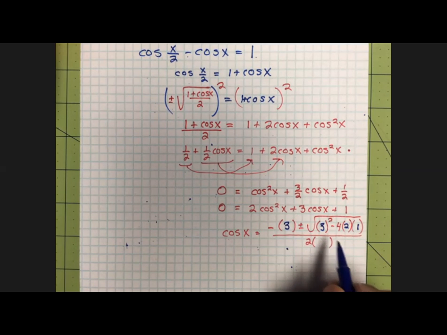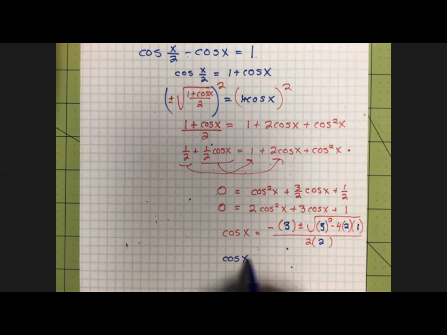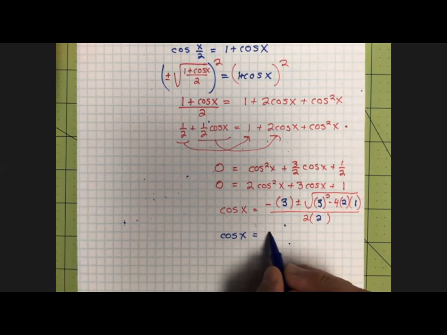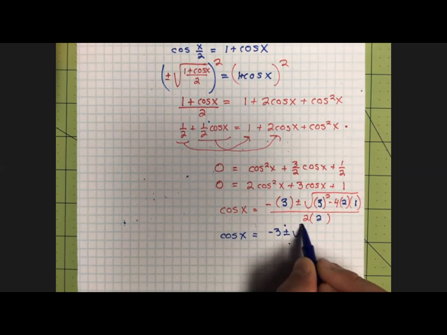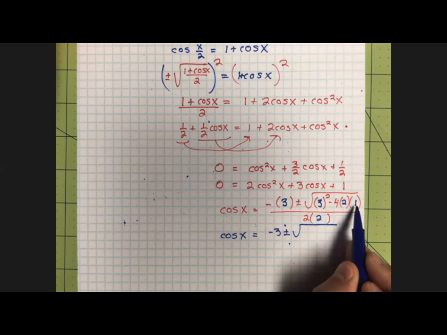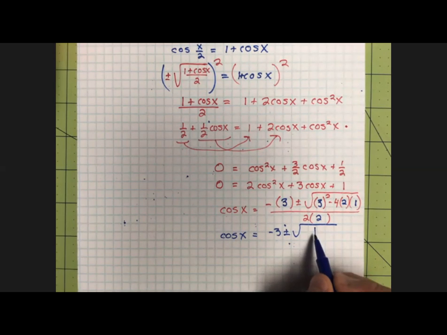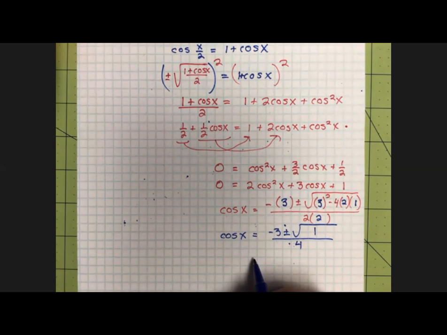It's not a bad deal here. We're going to get some nice simplifying, I think. Bottom, 2 times a is 2 times 2. Let's see what we got. -3 plus or minus. Notice this is 9 subtract 8. If you want to write that out, you go right ahead. But 9 subtract 8 is just 1. The square root of 1 is 1. So this is -3 plus 1 over 4, or -3 minus 1 over 4.